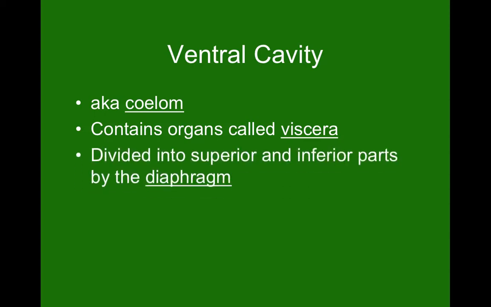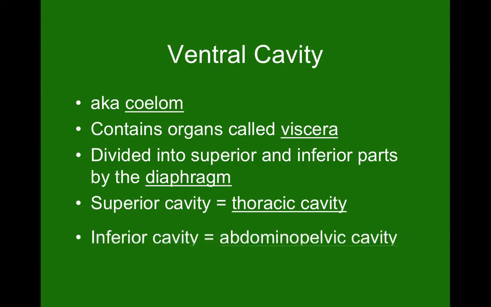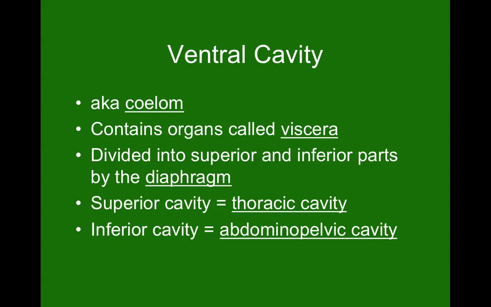The ventral cavity is actually divided into two portions by the diaphragm. So that is kind of the dividing line. The diaphragm is not a membrane, it is actually a muscle. The superior part of the ventral cavity above the diaphragm is called the thoracic cavity, and the inferior one is referred to as the abdominopelvic cavity.